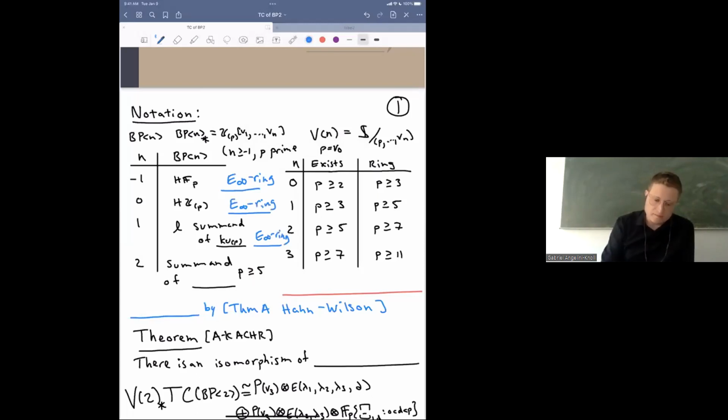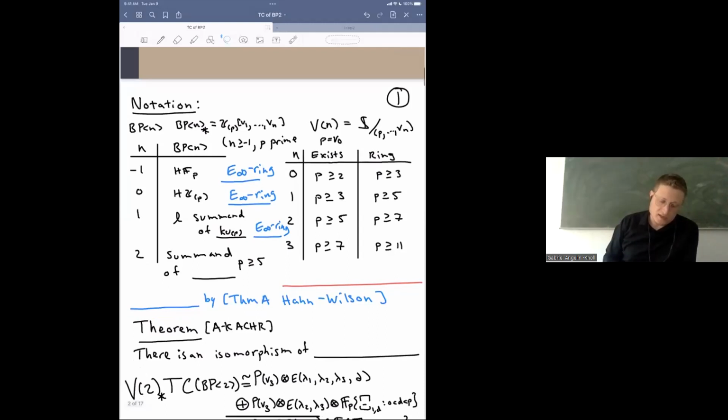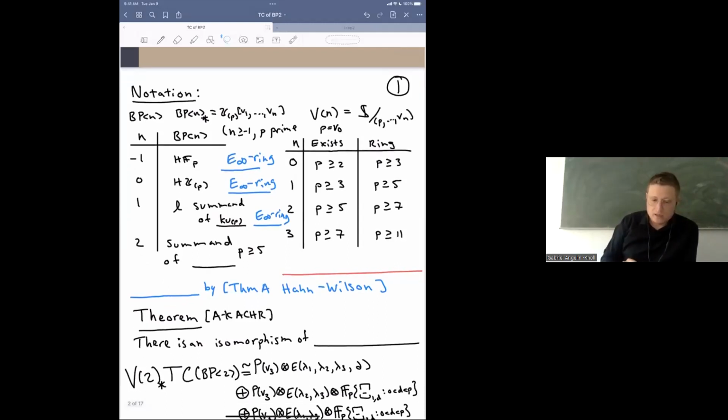There's a paper by Ausoni and Rognes on the algebraic K-theory of topological K-theory, where they compute the algebraic K-theory mod p and v1 of the Adams summand. In analogy with that, we call our paper algebraic K-theory of elliptic cohomology, and we compute mod p, v1, and v2 algebraic K-theory of BP⟨2⟩. So BP⟨2⟩ is a summand of TMF localized at p, at least at large enough primes.